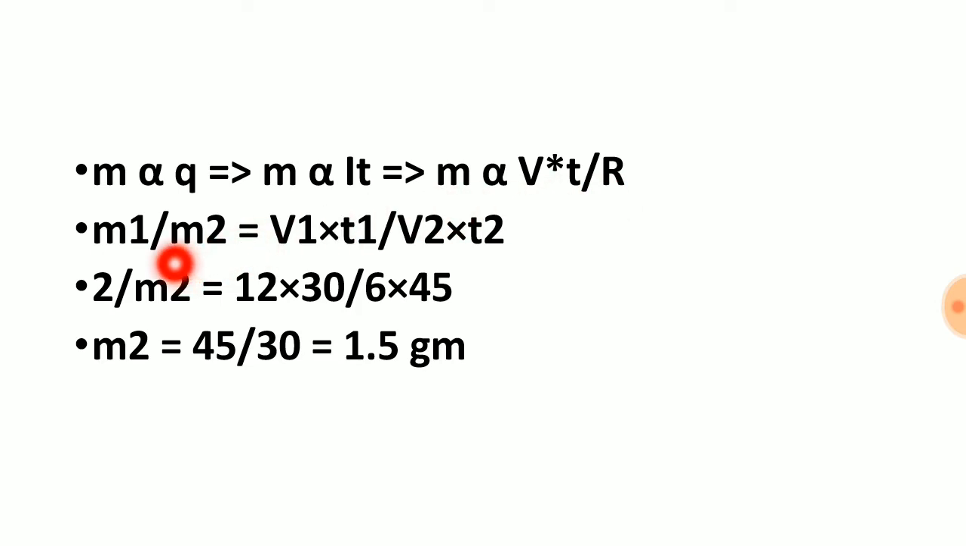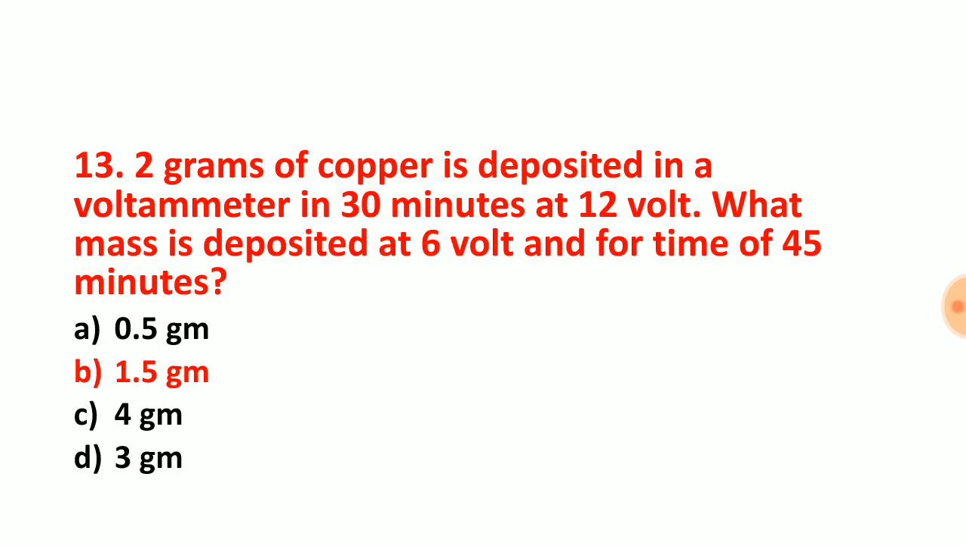So we can write M1 by M2 is equal to V1 T1 by V2 T2, because R is constant. Here everything is given, M1 is also given, V1 T1 and V2 T2, all things are given. So our answer will be 1.5 grams. For this type of question you should know the basic thing about the first law of the chemical effect of current, Faraday's law, and then after that you can solve this question. So option choice B is the correct answer for question number 13.